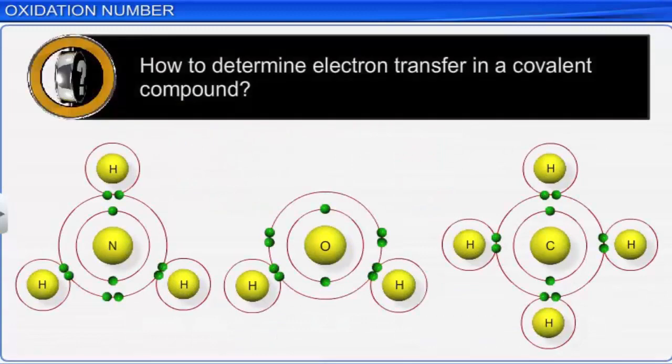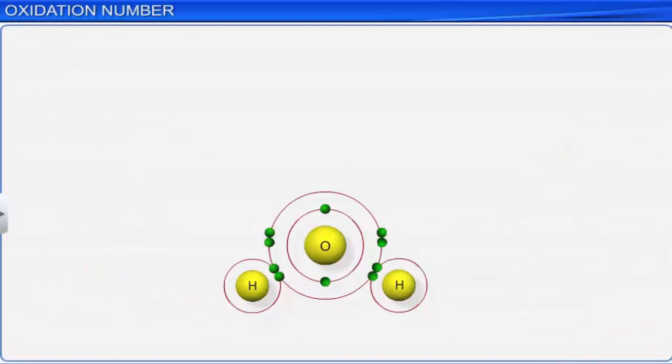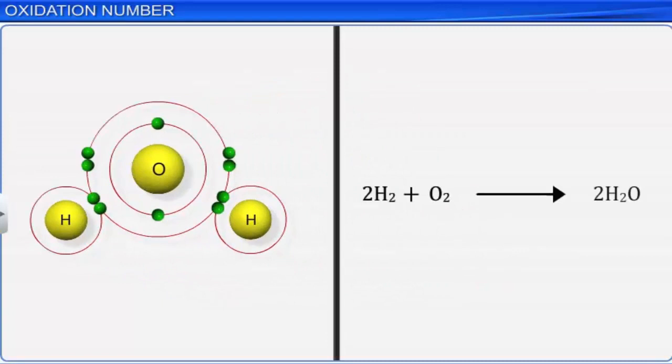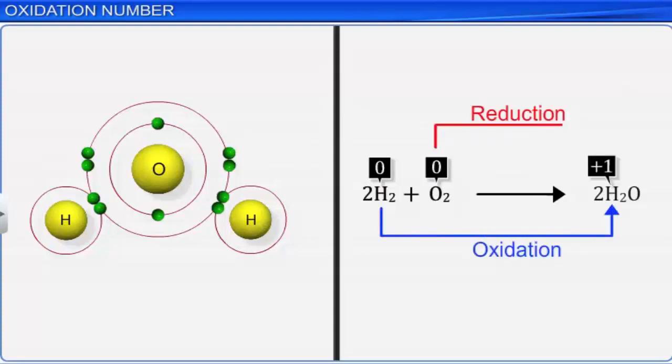But how does one determine an electron transfer in the formation of a covalent compound like water? In the formation of water from its elements, we can assume that hydrogen and oxygen atoms are undergoing a change from neutral state to positive and negative state respectively. This, we can predict, is due to the transfer of an electron from hydrogen to oxygen.